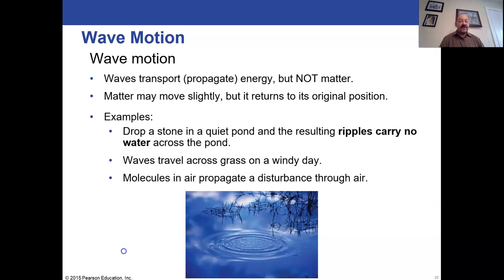So, for example, if you drop a stone in a quiet pond, you'll see the ripples move, but the water is not actually moving across the pond. The water in that middle part didn't move out with the waves. The waves travel. When you look at grass in a field, or a wheat field or a cornfield and you see the wind rushing through, you can see the wave moving through the corn or the wheat because the branches will move together and then spread out, move together and spread out, and you'll see this wave moving across.